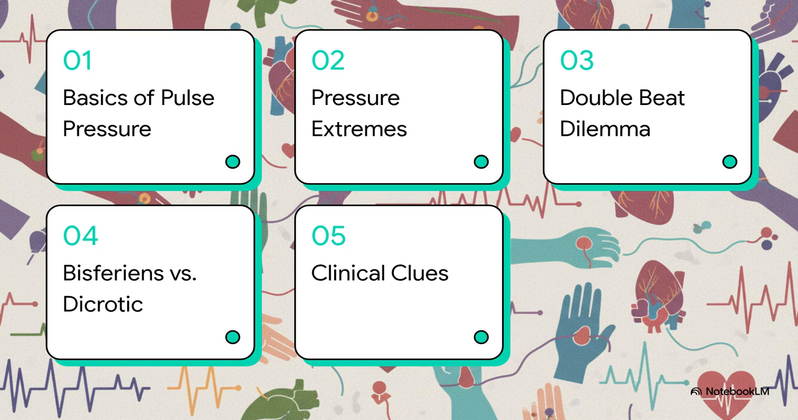So here's our game plan. We'll start with the fundamentals of pulse pressure. Then we'll look at what happens when it goes to the extremes, super high or super low. After that, we'll tackle what I call the double beat dilemma, so you can finally tell the difference between a Bisferiens and a Dicrotic pulse. And we'll wrap it all up with some really practical clinical takeaways.